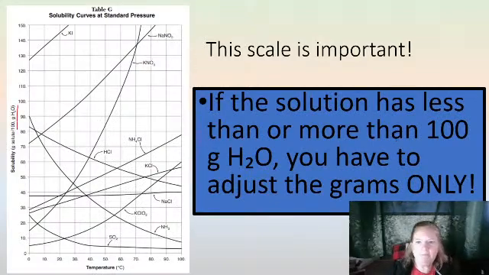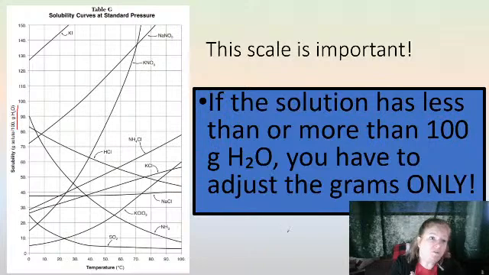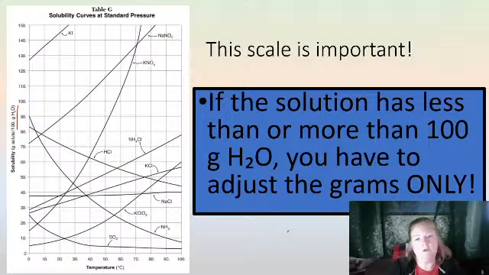See this scale? If a solution has less than or more than 100 grams of water, you have to adjust the grams of the solute, okay? Because this graph literally only applies if you have 100 grams of water. If you don't, you have to make adjustments. So if you only have 50, you have half as much water, so half as much solute. If you have 200 grams of water, you have twice as much water, so twice as much solute, okay?